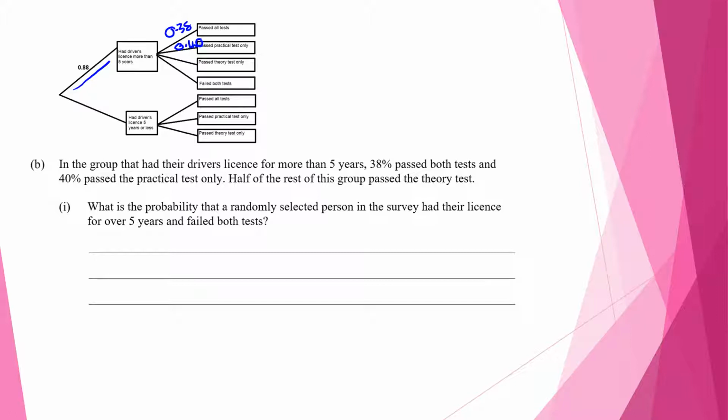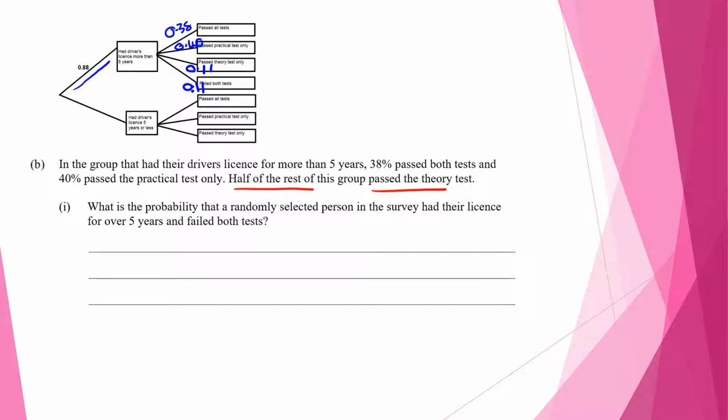So for the two branches left over, we have 1 minus 0.78. That's those two probabilities added together, so that leaves us with 22%, or 0.22, split between those two branches. We're told that half of them passed the theory test, so each of them is going to be 0.11 or 11%. The question then asks: what is the probability that a randomly selected person in the survey had their license for over 5 years and failed both tests?